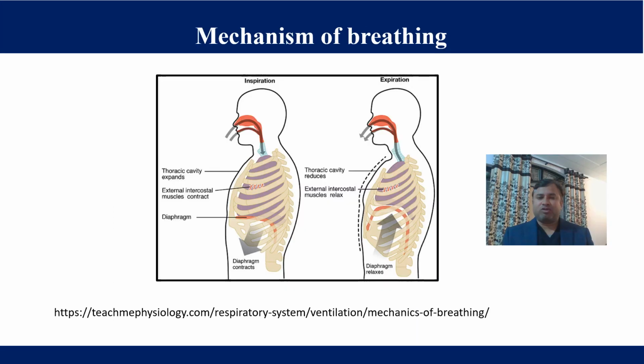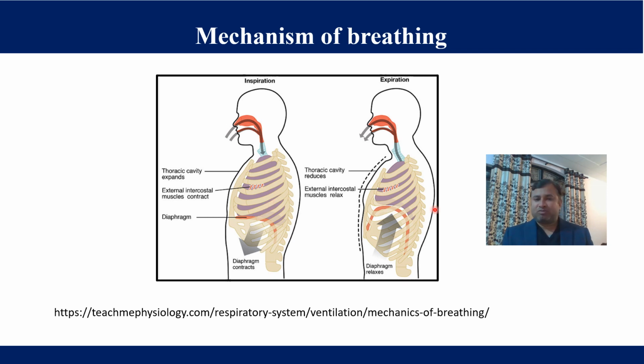So this mechanism of breathing has been explained through the diagram. So this is the thoracic cavity and external intercostal muscles, and this is the diaphragm. So when the contraction occurs in the diaphragm, the diaphragm moves in the downward direction while the rib cage goes in the upward direction. As a result, thoracic cavity volume increases and pressure decreases. So air comes inside the lungs.